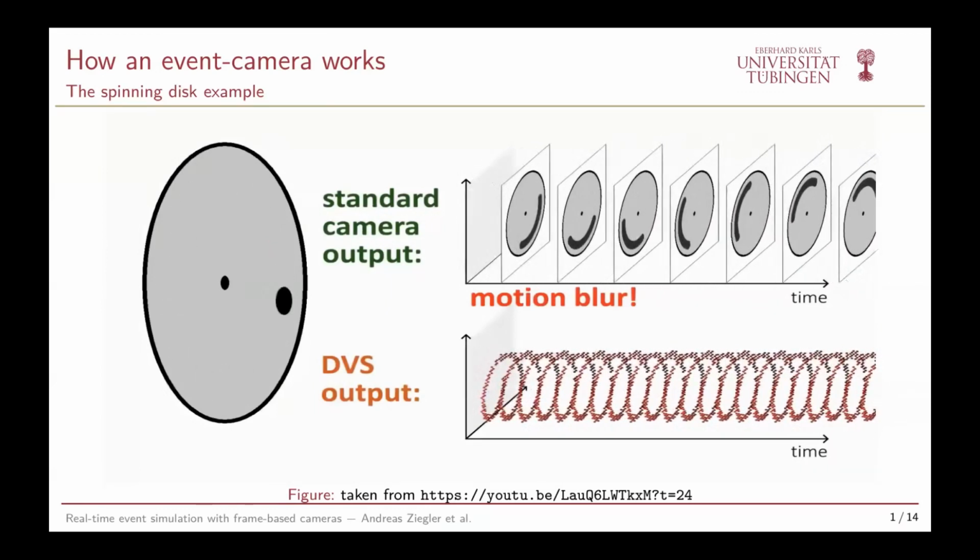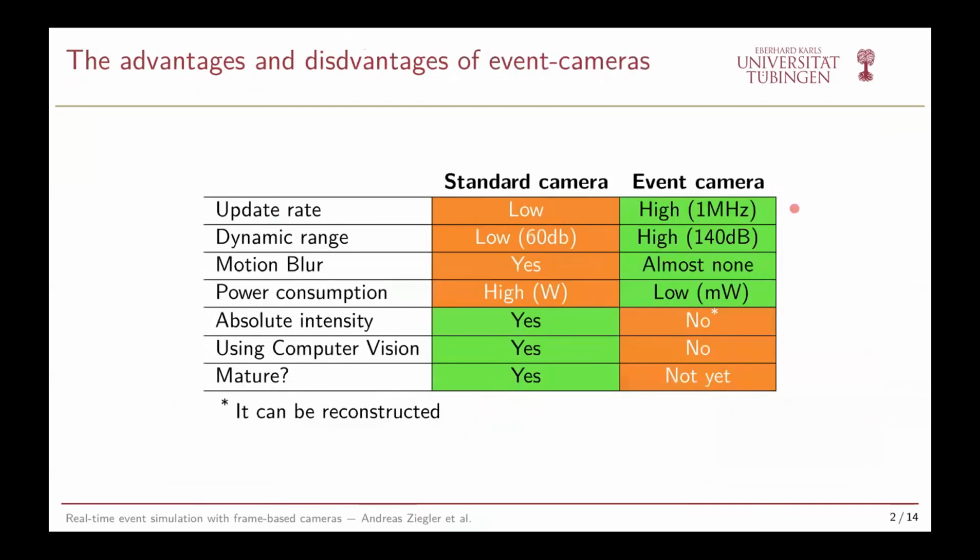So these two sensor modalities are very different. Event cameras have the advantage of a high update rate of 1 megahertz, which results in a temporal resolution of microseconds. They have a high dynamic range, almost no motion blur, and low power consumption. However, they do not give absolute intensity, but pixel-wise intensity changes. Because the data format is very different, standard computer vision algorithms can't be applied straightforwardly. And since the technology is relatively new, it's not as mature as standard cameras.